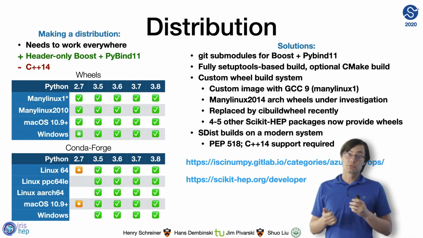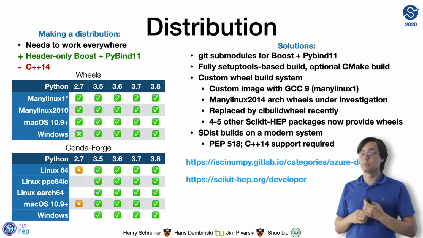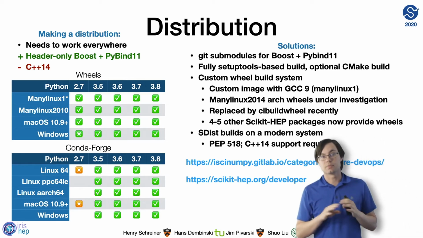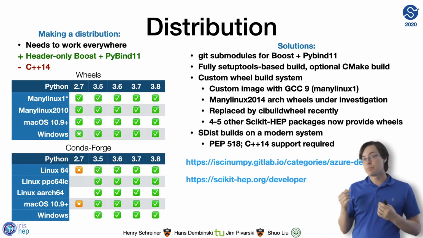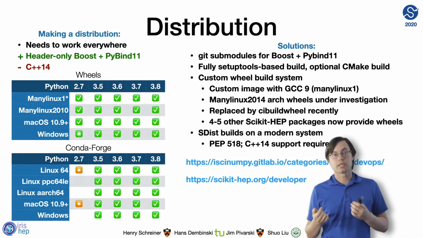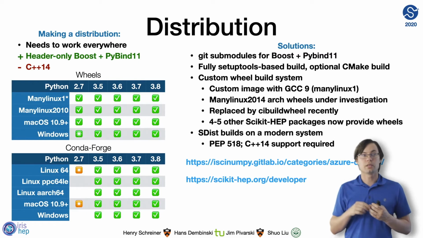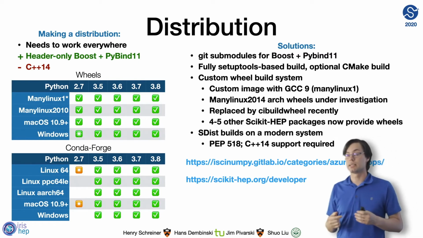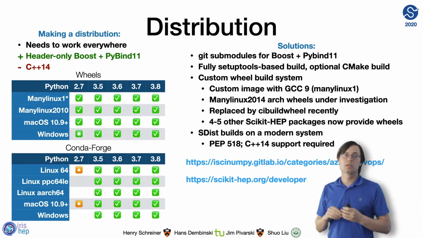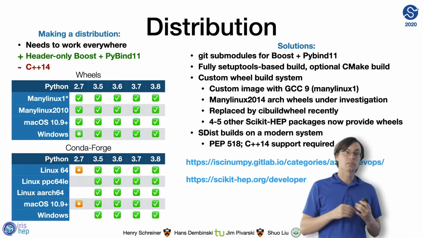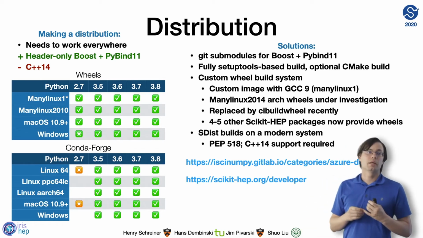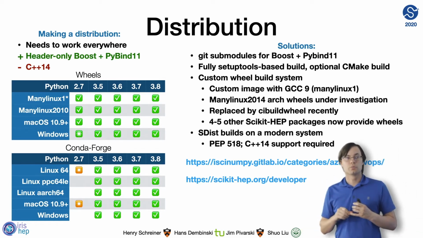Downside is that it was C++14, so we had to work a little bit to make this available in as many places as possible. So we came up with a specialized GCC Docker container to do the Mini Linux 1 builds. We also used Mini Linux 2010. I think we're one of the first libraries to be using Mini Linux 2010 builds when that came out. And then we also support everything else.